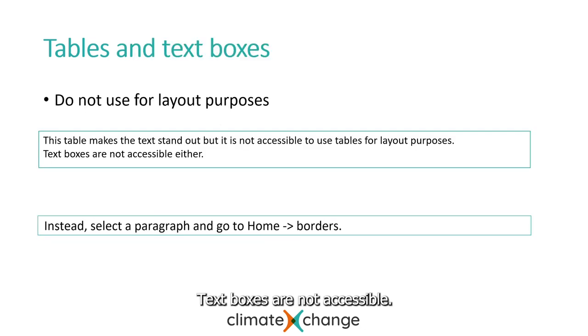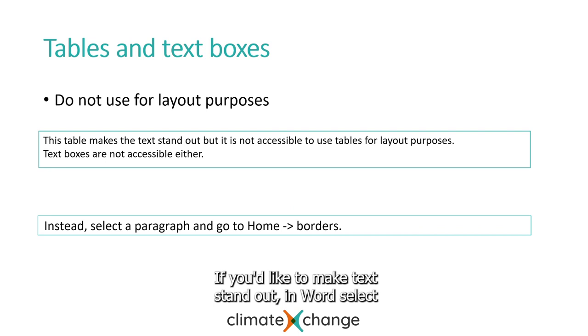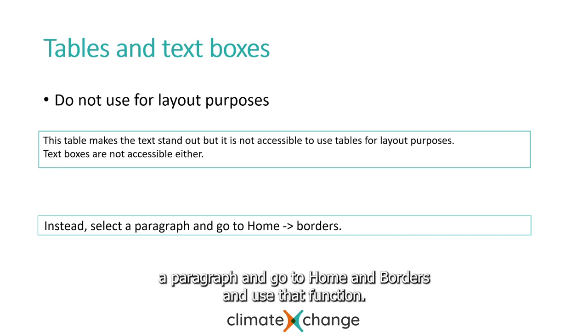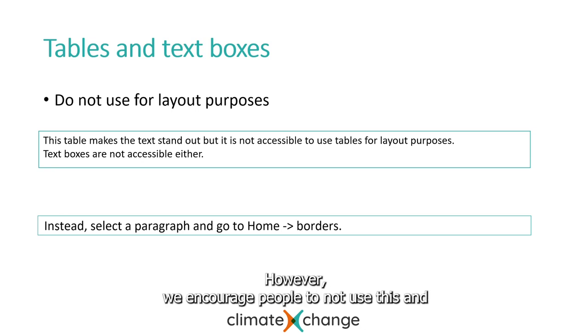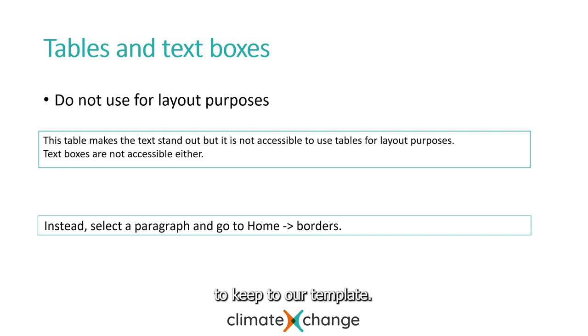Text boxes are not accessible. If you'd like to make text stand out, in Word select a paragraph and go to Home and Borders and use that function. As you can see, it looks exactly the same as a table, but it is accessible. However, we encourage people to not use this and to keep to our template.